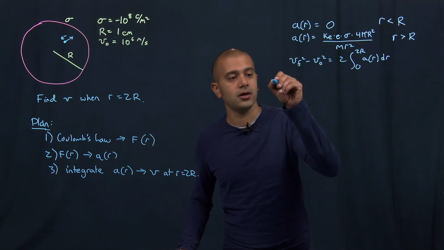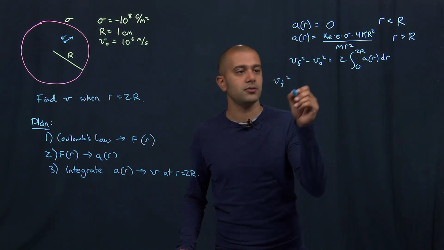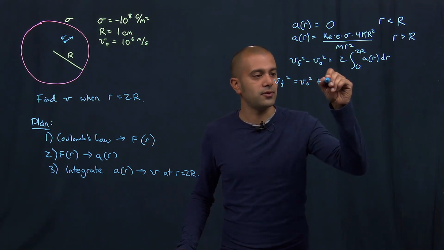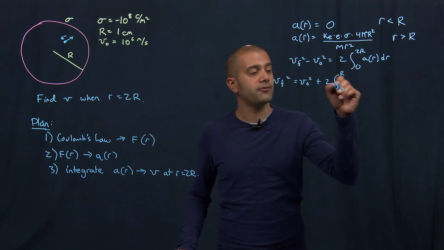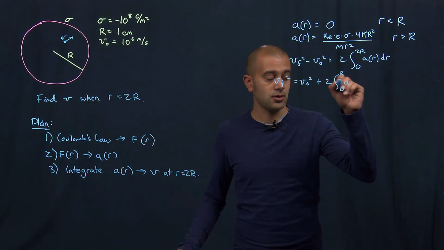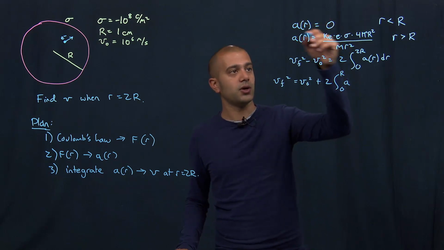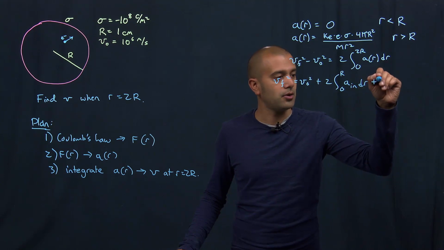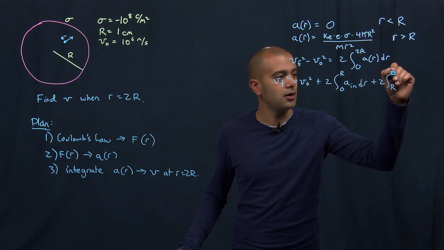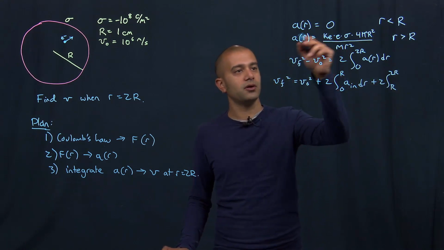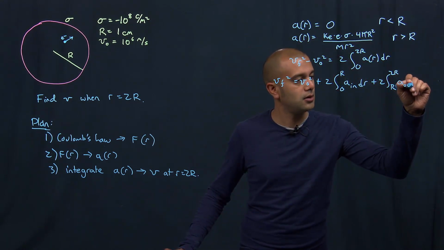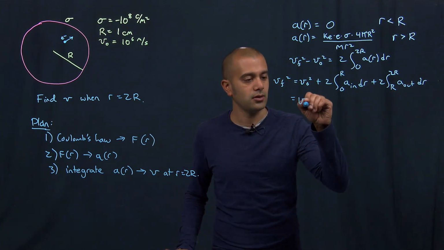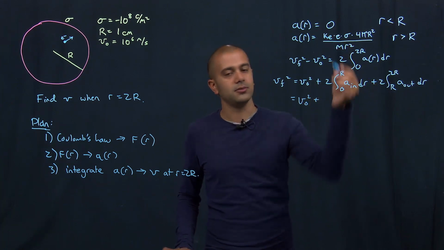All right, so for the final velocity, we're going to have that v_f squared equals the initial velocity squared, and I'm going to break up this integral into 2 different parts. One for inside of the shell, where I'm going to integrate the acceleration formula that's relevant inside, which I'll call a in, which is this formula right here. And then the second part, I'm going to integrate from r to 2r, and I'm going to use the acceleration formula that's relevant there, which I'm going to call a out.